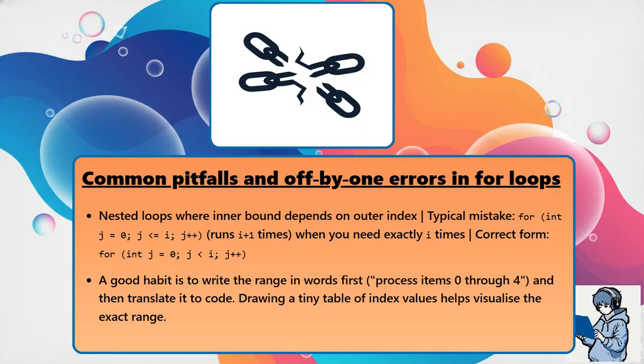A good habit is to write the range in words first, such as process items 0 through 4, and then translate it to code. Drawing a tiny table of index values helps visualize the exact range.